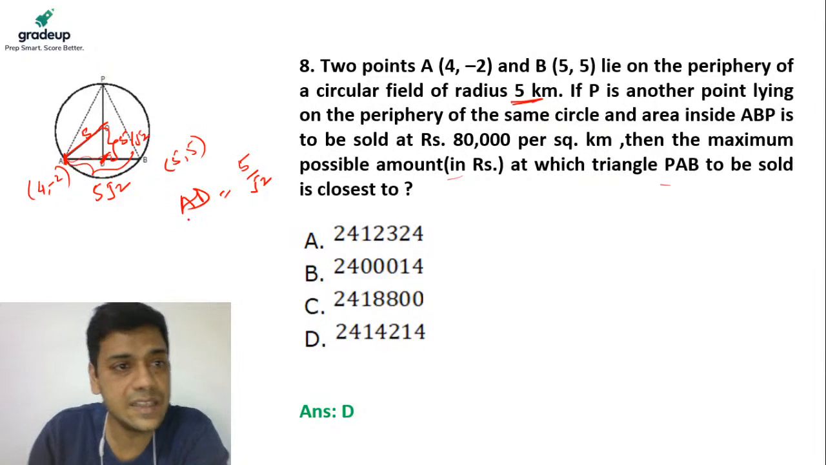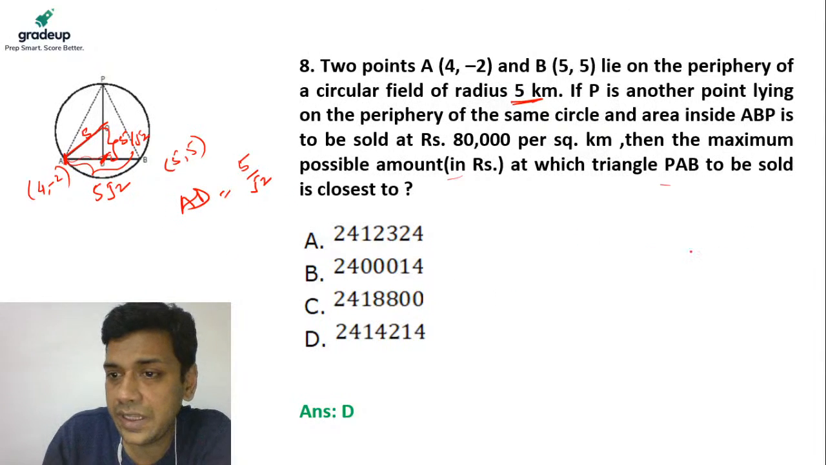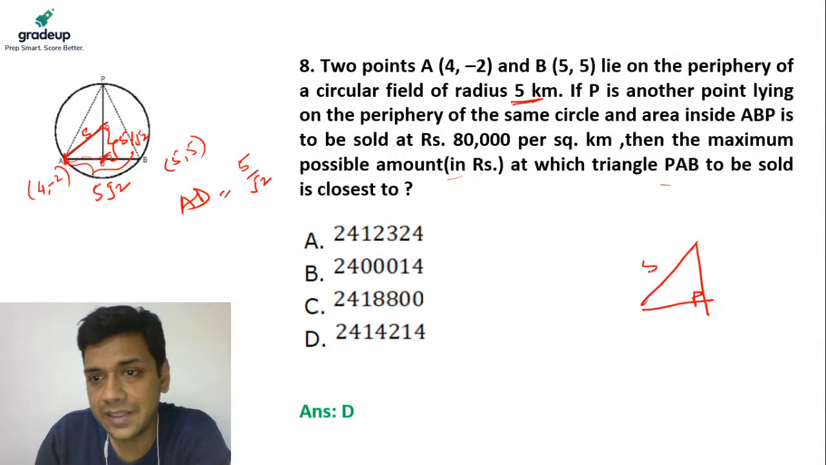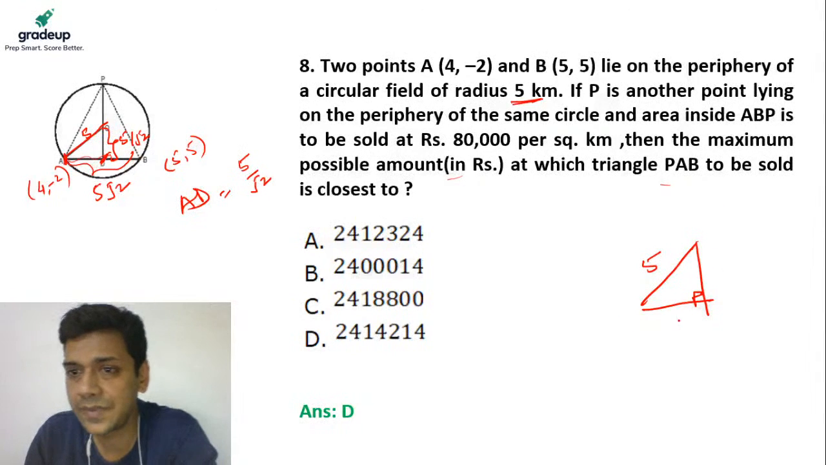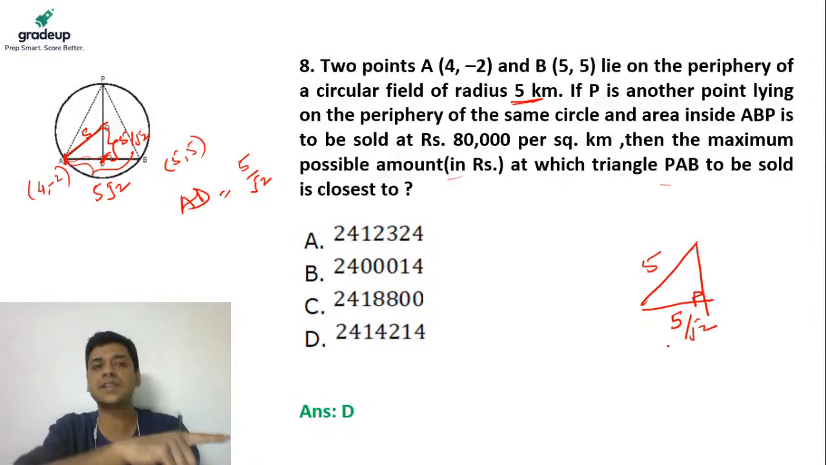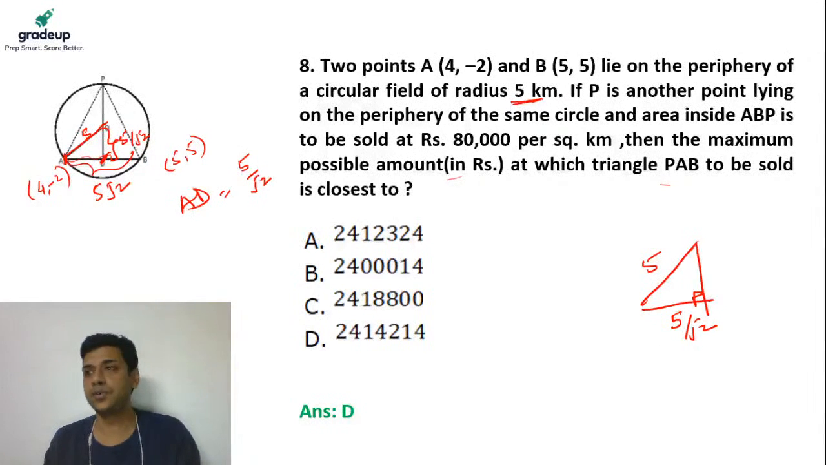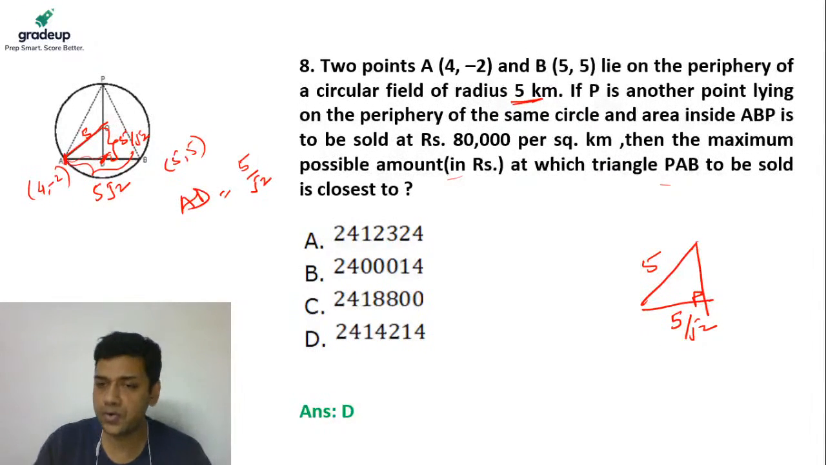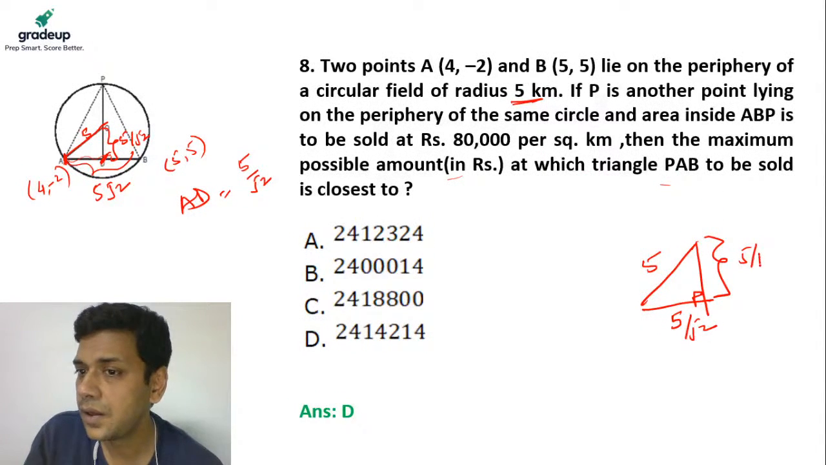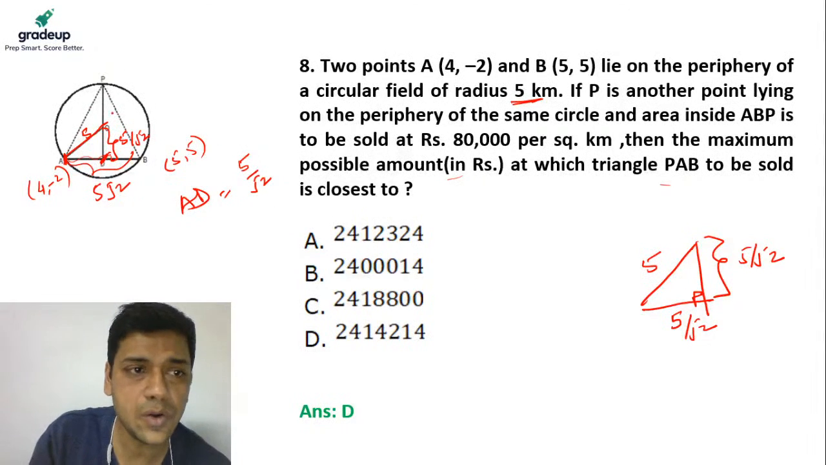Just look at triangle AOD. This is 90 degrees. This length is 5 because this is the radius. This length I know is 5 upon root 2, because this complete length is 5 root 2, and half of it would be 5 upon root 2. And I know that OP is 5.